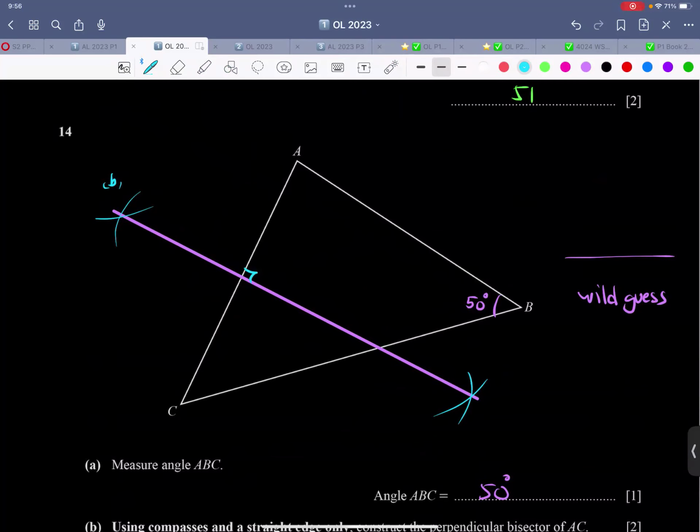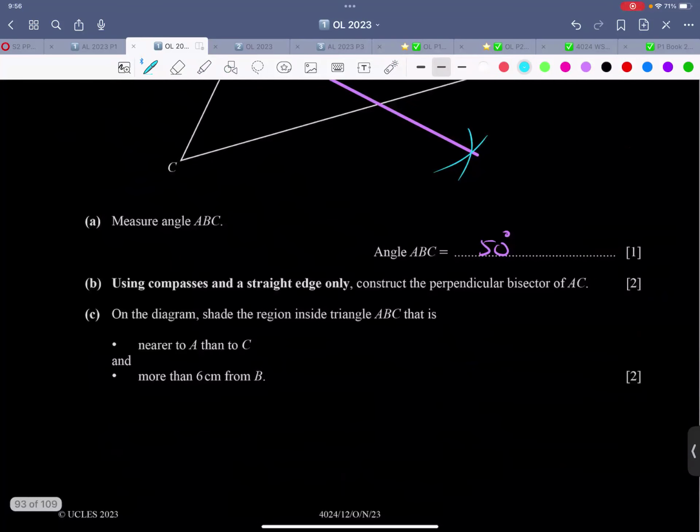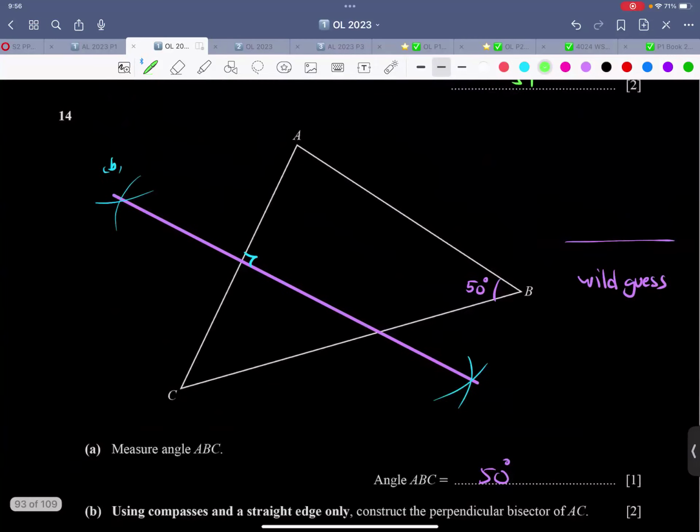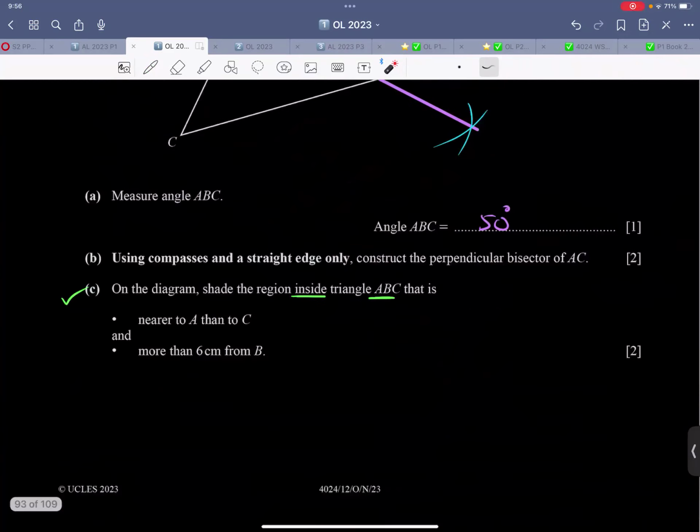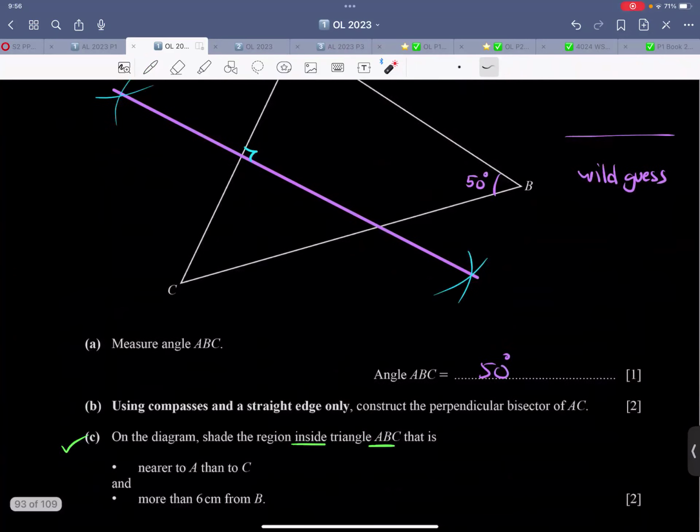And now the next part. On the diagram, that is part C. On the diagram, shade the region inside the triangle that is nearer to A than to C. So nearer to A is on this side of the perpendicular bisector, because over here, everything will be equal between A and C. But over here, inside, this is closer, more than 6 centimeter from B.